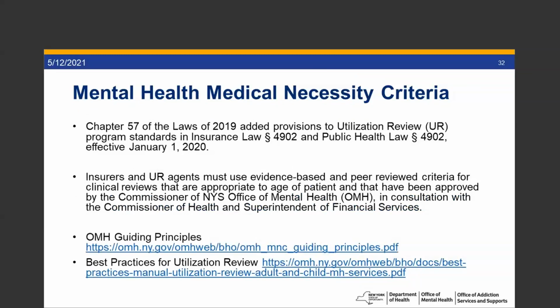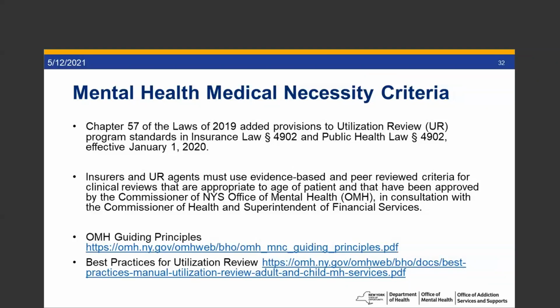Just really quickly, the Office of Mental Health has been following in the footsteps of our OASAS siblings. In 2019, there was a change to insurance and public health laws that also pertains to medical necessity criteria. The Office of Mental Health doesn't specify a specific set of criteria that payers have to use, but the law does require that insurers and their UR agents have to use evidence-based and peer-reviewed criteria for clinical reviews that take into consideration and are appropriate for the age of the patient, and that have to be approved by the commissioner of the New York State Office of Mental Health, in consultation with the Departments of Health and Financial Services.